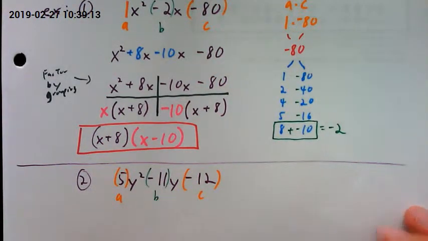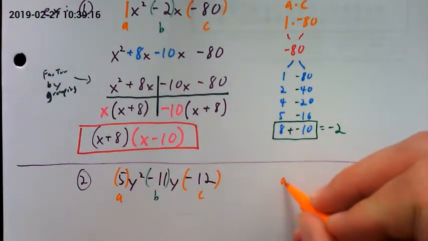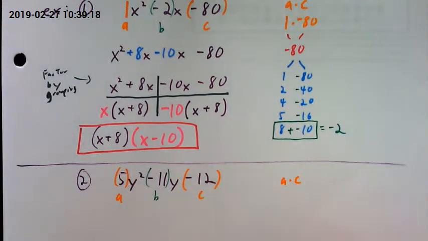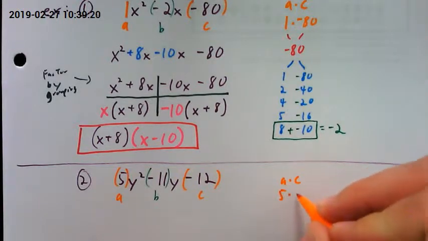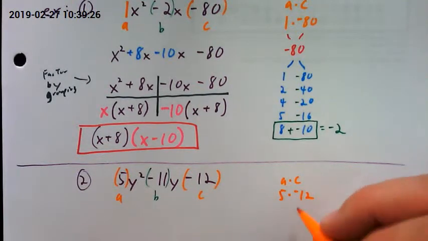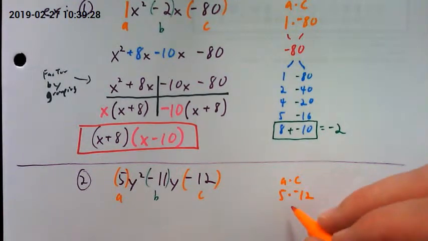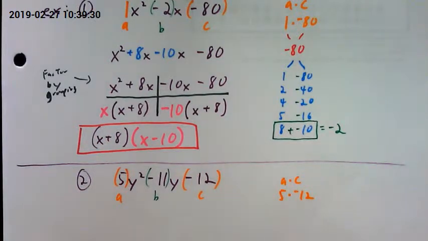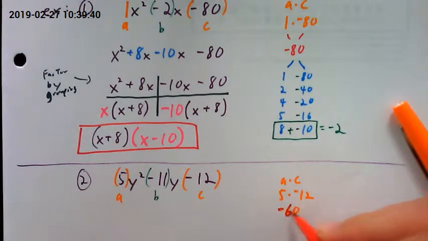So just like we did on the last one, you're doing a times c. So 5 times negative 12. 5 times negative 12 is going to give us what? 60. And it's going to be a negative 60, right? All right. Keep my color coding the same. That would have been red. All right.